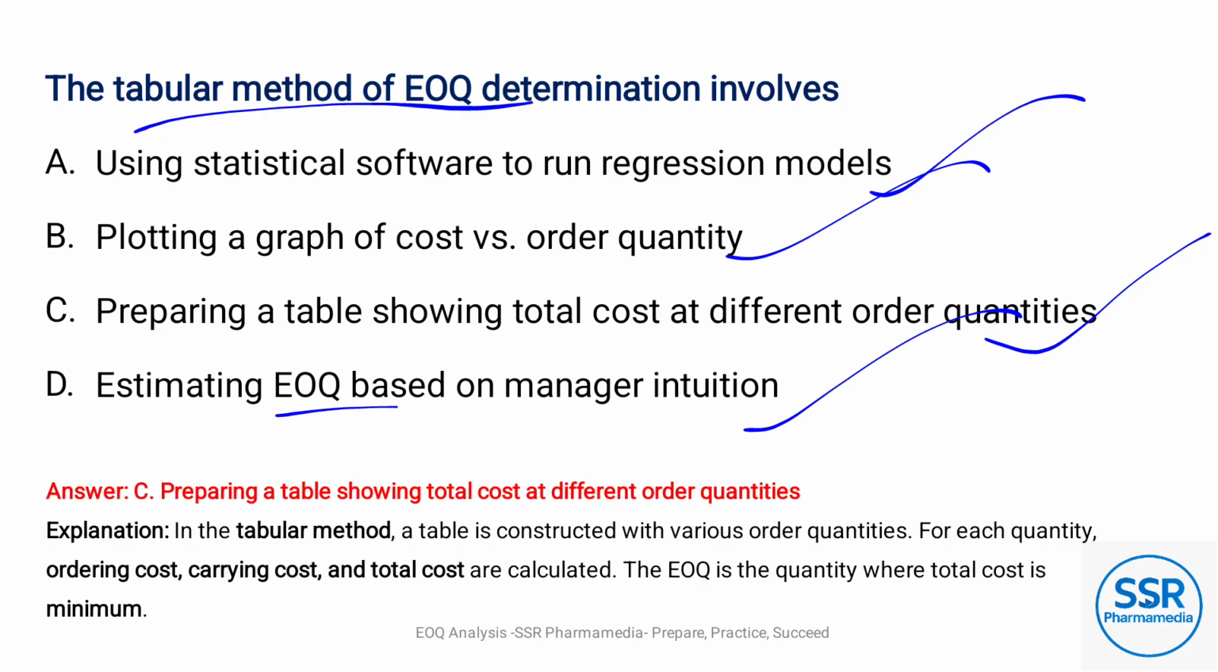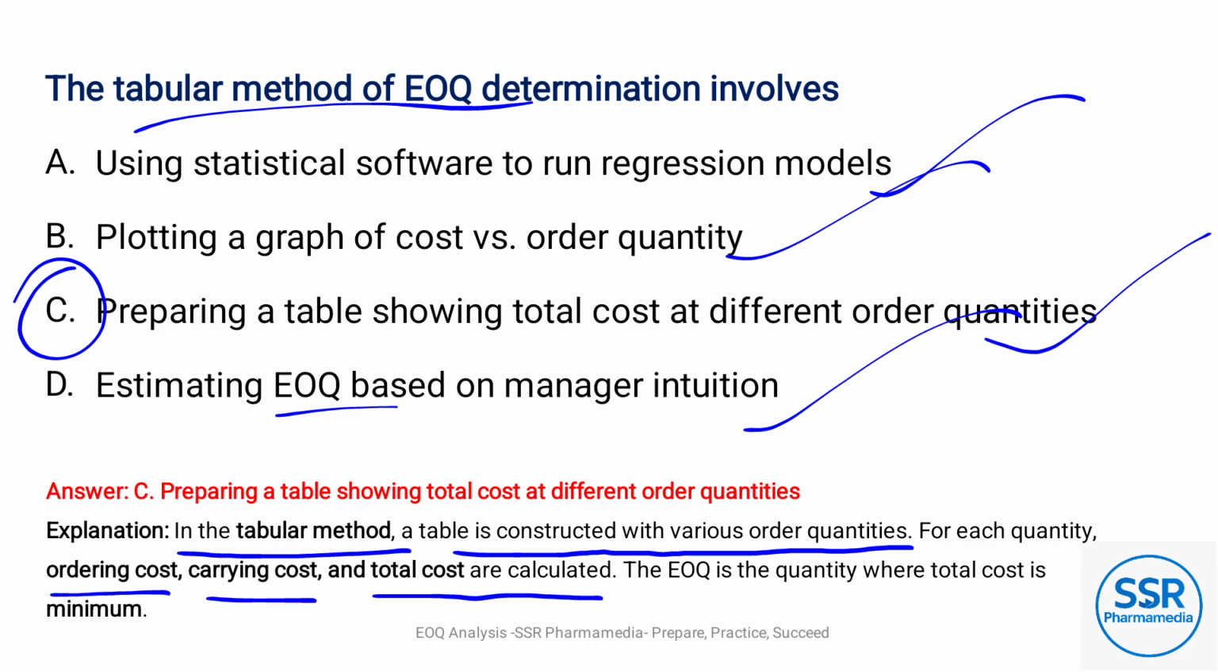So the answer is C, preparing a table showing total cost at different order quantities. So in tabular method, a table is constructed with various order quantities. For each quantity, ordering cost, carrying cost and total cost are calculated. The EOQ is the quantity where total cost is the minimum.